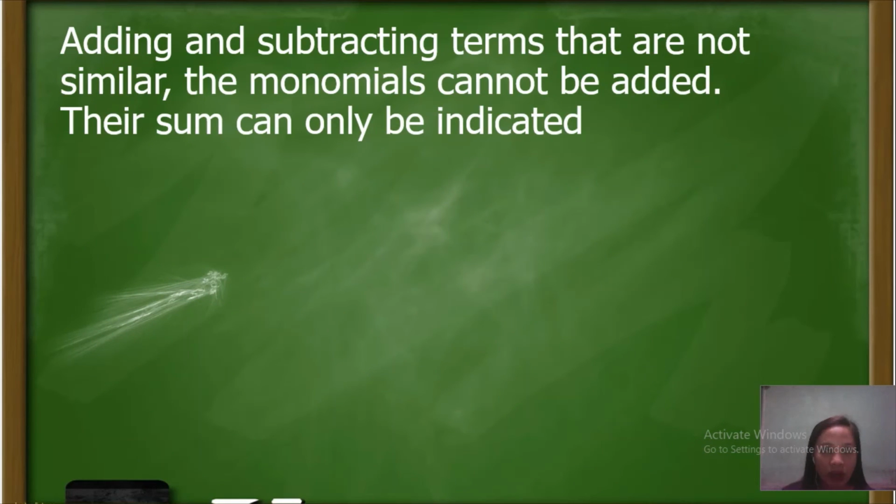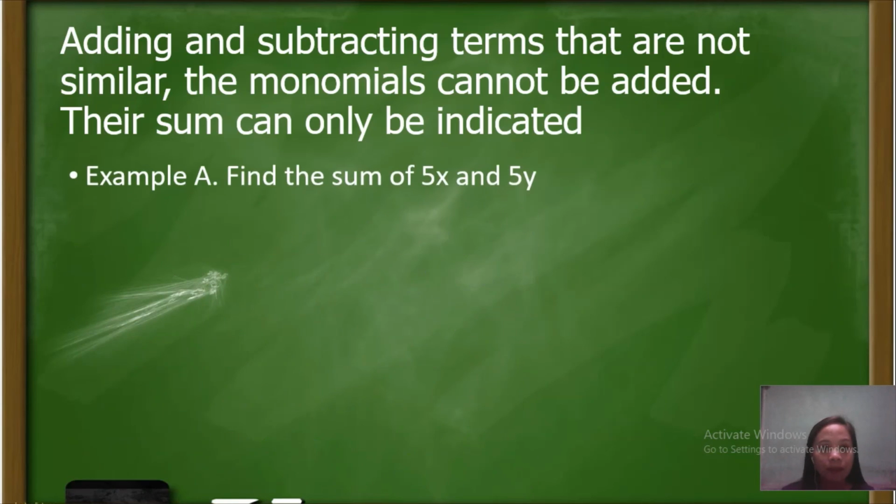So we have here adding and subtracting terms that are not similar. The monomials cannot be added. Their sum can only be indicated. Example letter A, find the sum of 5x and 5y. As you can see in this example, they have different variables. The variable of the first term is x and the second term is y. So you cannot combine the terms. You're just going to indicate the sum. So that is equal to 5x plus 5y.